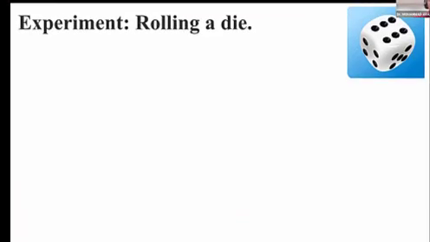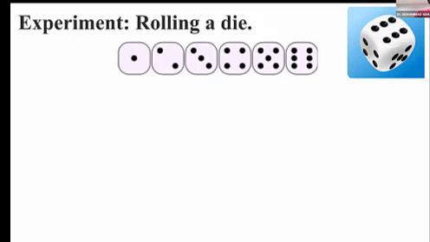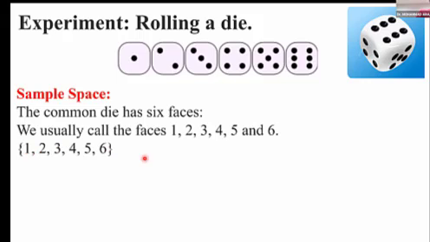To make some sense out of this, let's look at this experiment. When we roll a die on a normal basis, we have a die with 6 sides. So we get the following numbers, 1 through 6. When we want to write the sample space, we have to write all those numbers. 1, 2, 3, 4, 5, 6.